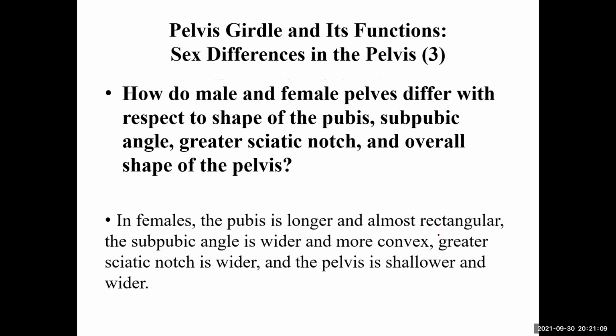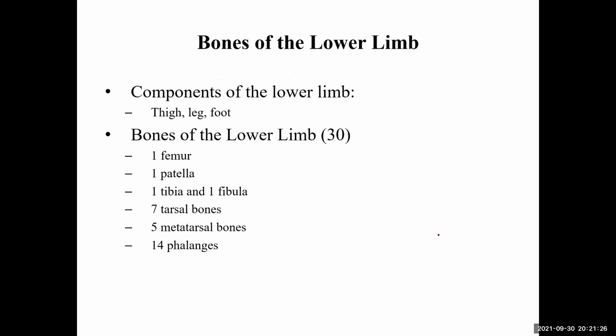How do male and female pelvises differ with respect to the shape of the pubis, subpubic angle, greater sciatic notch, and overall shape of the pelvis? In females, the pubis is longer, almost rectangular. Subpubic angle is wider and more convex. Greater sciatic notch is wider, and the pelvis is shallower and wider.